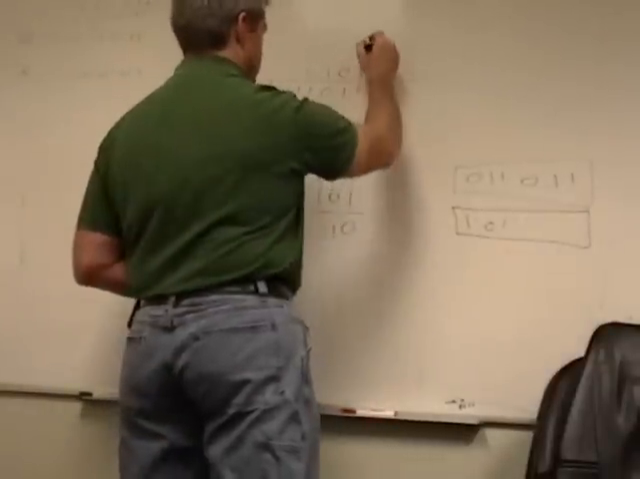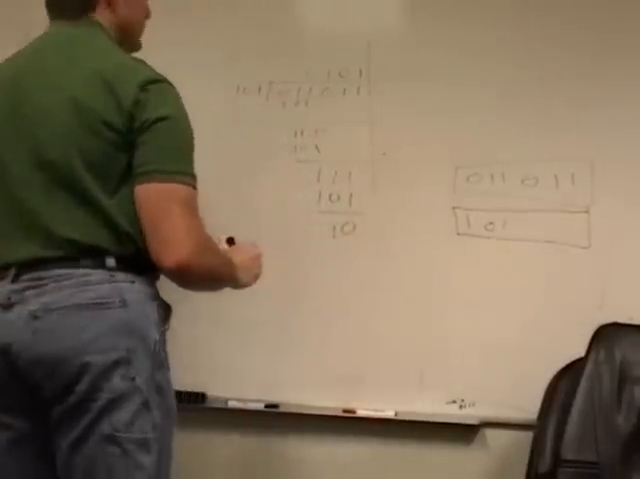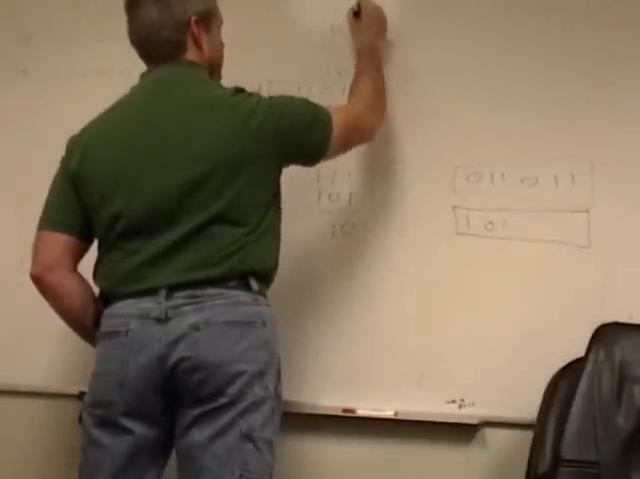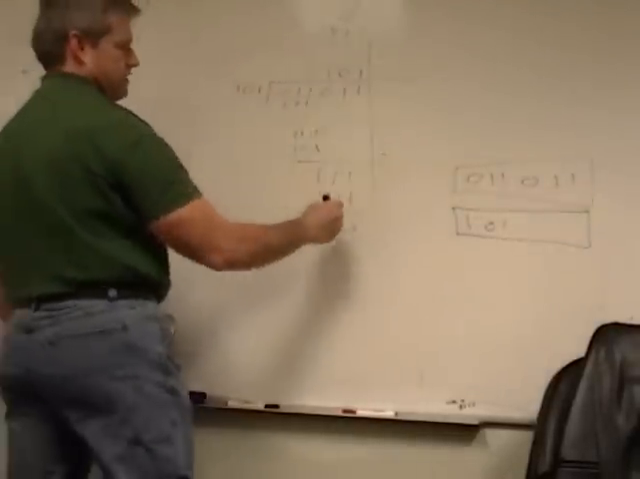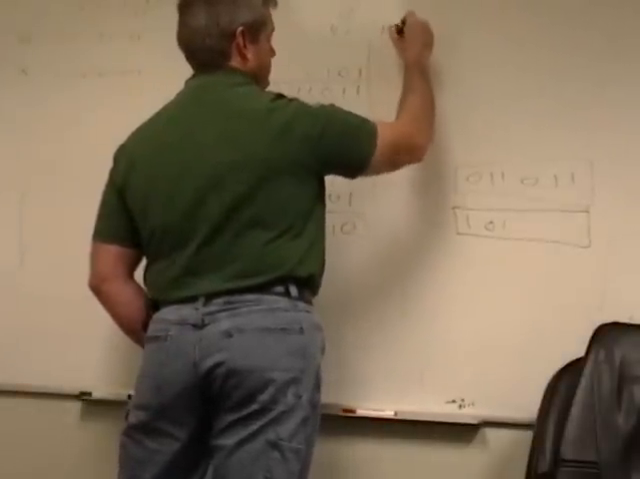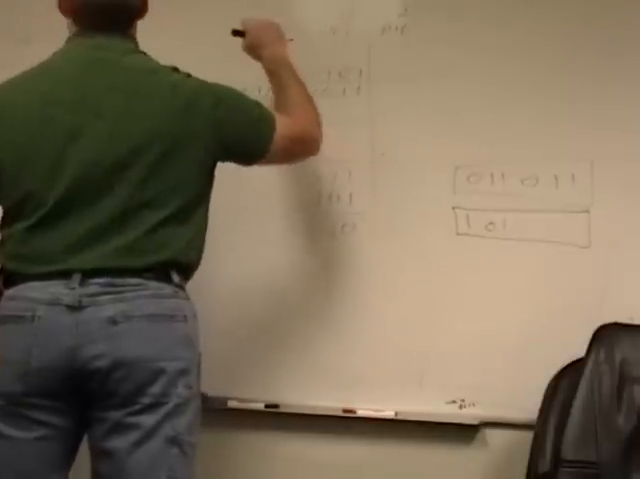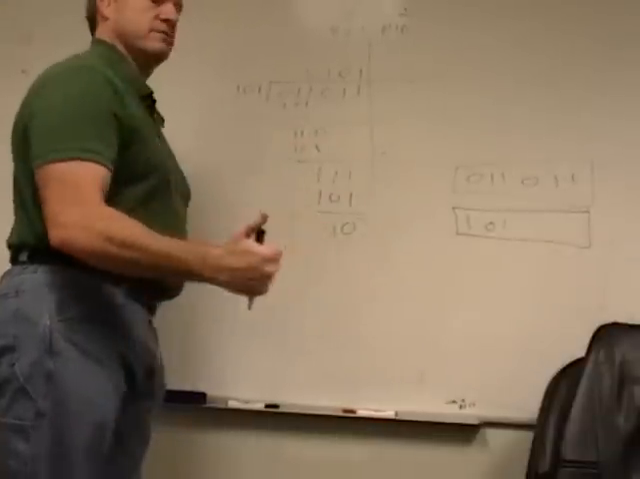And now I'm done. So, again, 1, 2, 4, this is 5. 5 times 5 is 25. And then there's a remainder of 1, 0, which is 2. So 5 times 5 is 25, plus 2 is 27. So our math works. Awesome.